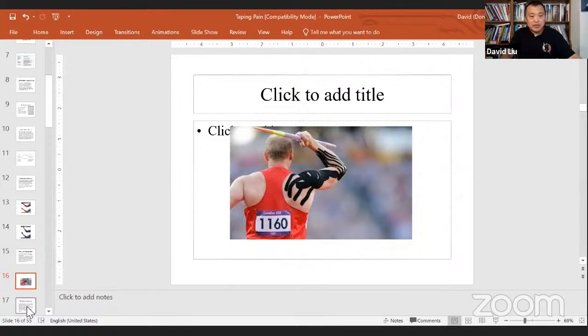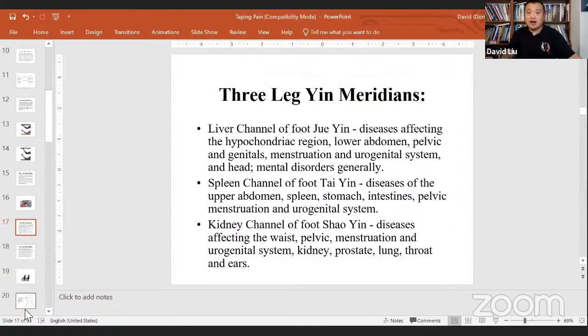So this was the arm meridians; now we're talking about the leg yin meridians. The leg yin has 3 meridians on the internal leg. The liver meridian goes to the middle of the inner leg. The spleen meridian is the front of the inner leg, and the kidney meridian is the posterior of the inner leg.